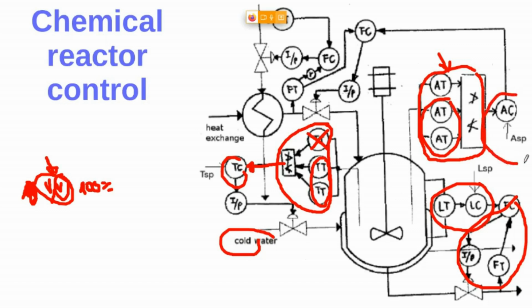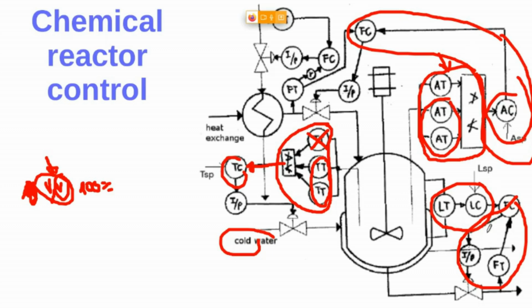Well, here we have the analysis controller, and the output of this controller, as you can see, is the input, is the set point of a flow controller. So again, we have a cascade control structure. So now we have 4 control structures, 2 selection and 2 cascades.